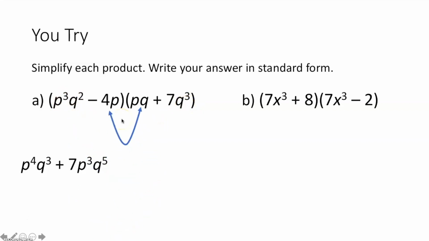Then we're going to multiply the inner terms together. We're going to multiply this negative 4p times the p to the 1st, q to the 1st. So when you multiply like bases, you add the exponents. So this p to the 1st times the p to the 1st is going to be p to the 2nd. So it's going to be negative 4 p to the 2nd, q to the 1st.